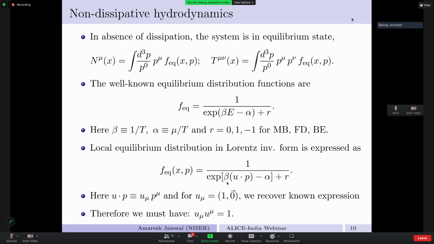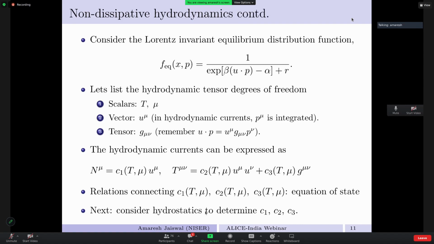where beta is 1 by T and alpha is mu by T, but I introduce a vector u mu, which is dotted with p, such that when u mu is (1, 0), u dot p becomes just p0, and we recover the well-known form. So u mu has to be (1, 0) in one frame, such that we recover the known form. Therefore u dot u has to be 1 no matter in which frame, because this dotted quantity is a Lorentz scalar. We need one frame in which we recover the physically understood distribution function, so we have to have u mu u mu equal to 1.